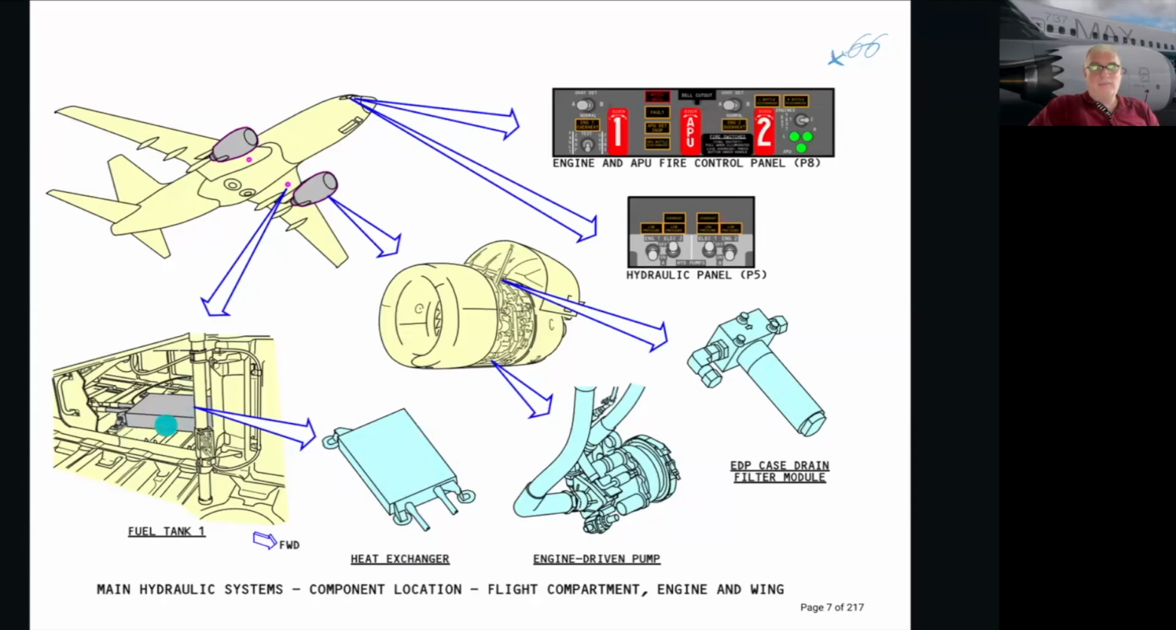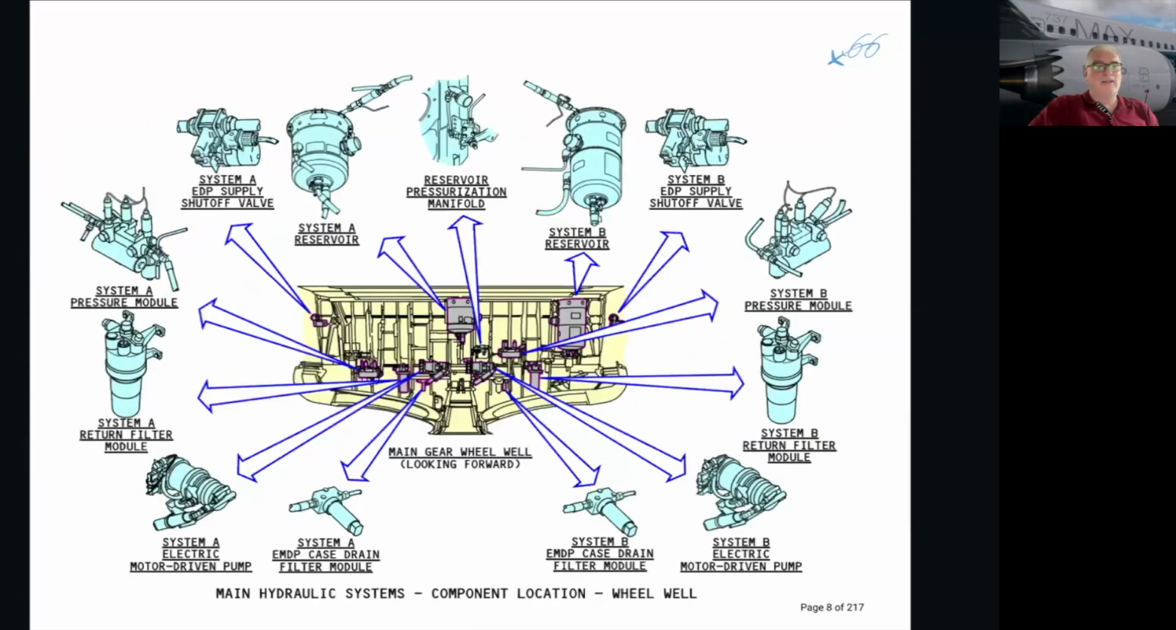And this will effectively cool down the hydraulic fluid because it's in the cold fuel. And by default, it will actually warm the fuel up as well. So it kills two birds with one stone. It's a standard practice on most Boeings. Even the 777 has the same thing.